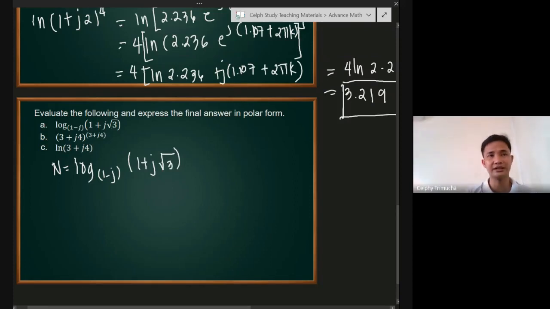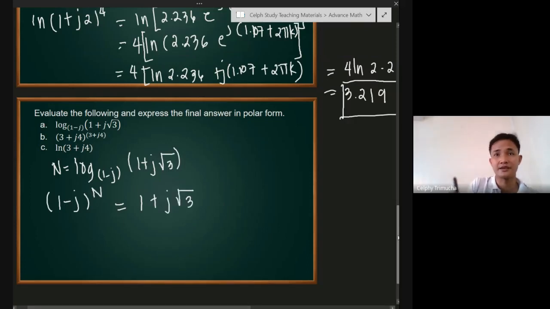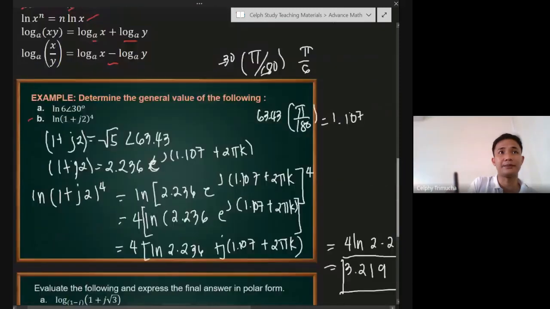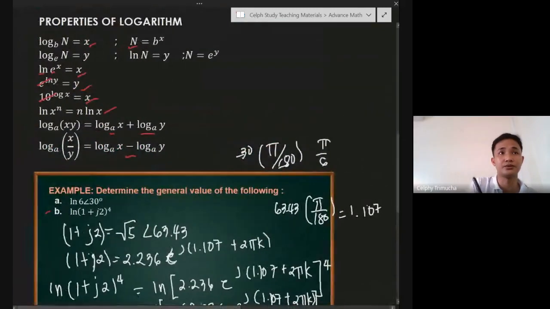This time, take the anti-logarithm on both sides of the equation, based on the earlier property. Our base is 1 minus j, so 1 minus j raised to n is equal to 1 plus j square root of 3. We are just applying the rule we used earlier. So taking the anti-logarithm on both sides, let us proceed.